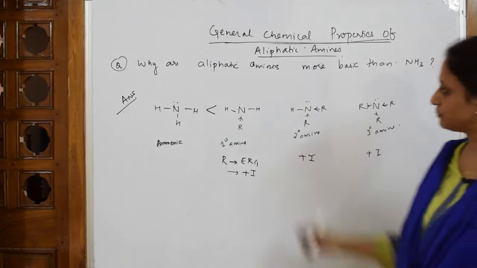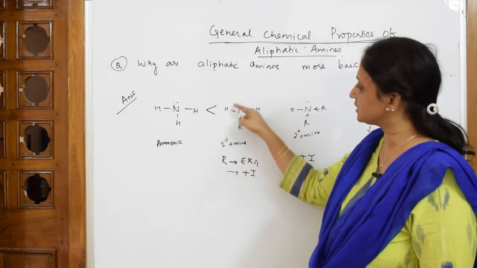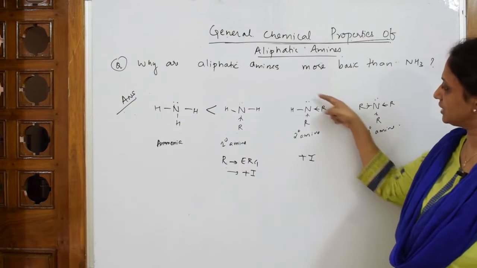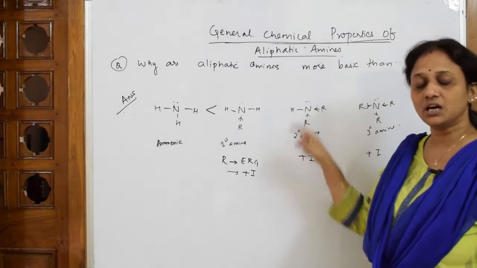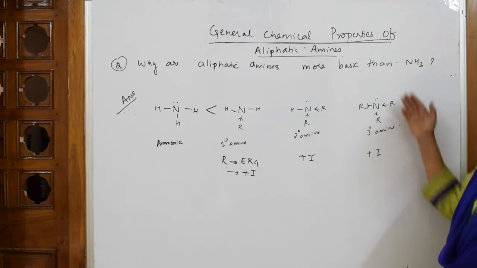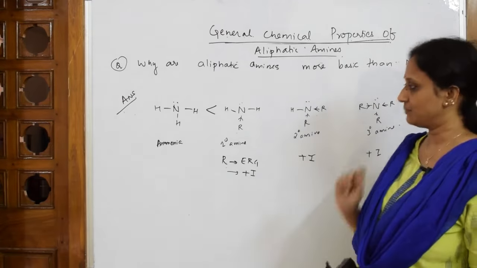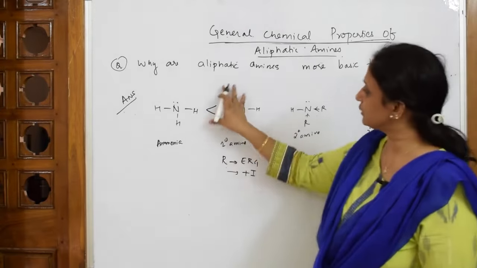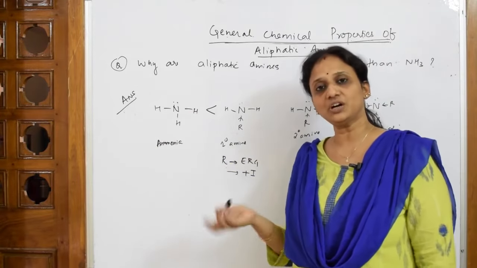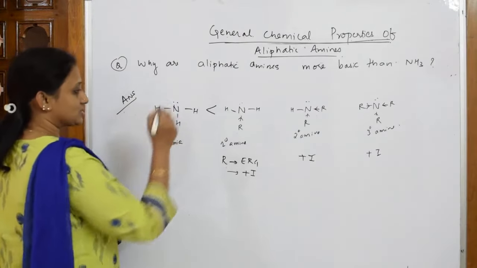Now just tell me, when the alkyl group is trying to donate, what will happen to the electron density here? It becomes more, isn't it? Here how many are donating? Two are donating, and the electron density around nitrogen becomes more. Here, three are donating and the electron density becomes more. But remember, I have to compare these three with ammonia. In ammonia, do you have any alkyl groups for electron releasing? No, isn't it?